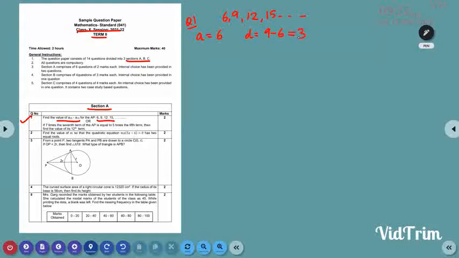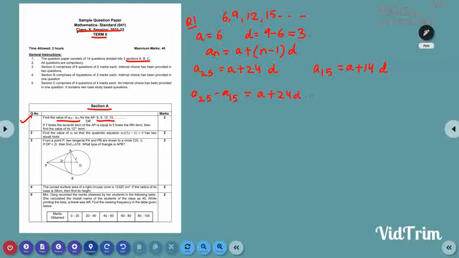Then we are going to use the formula AN is equal to A plus (N minus 1) D in order to find the value of A25 and A15. So A25 will be equal to A plus 24D and similarly A15 will be equal to A plus 14D. So let us write that. A25 minus A15 will be equal to (A plus 24D) minus (A plus 14D).